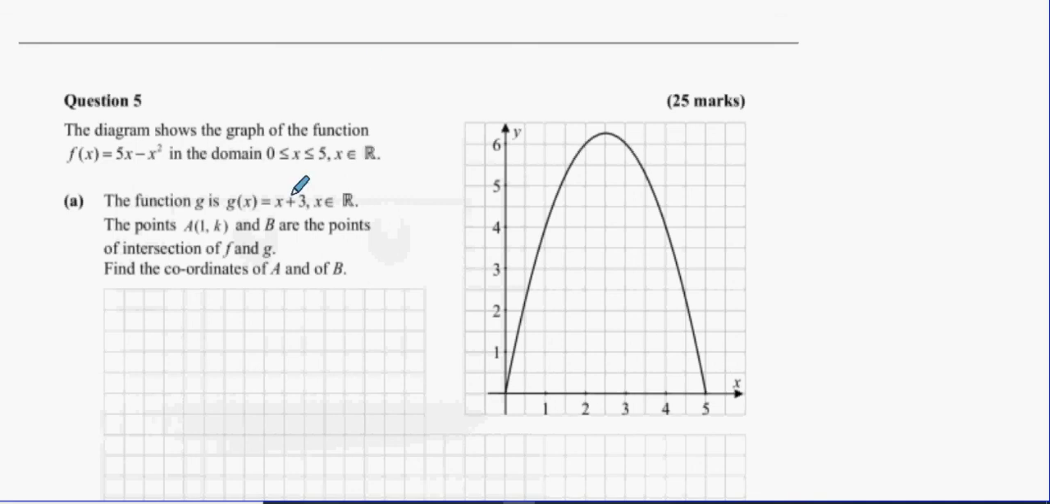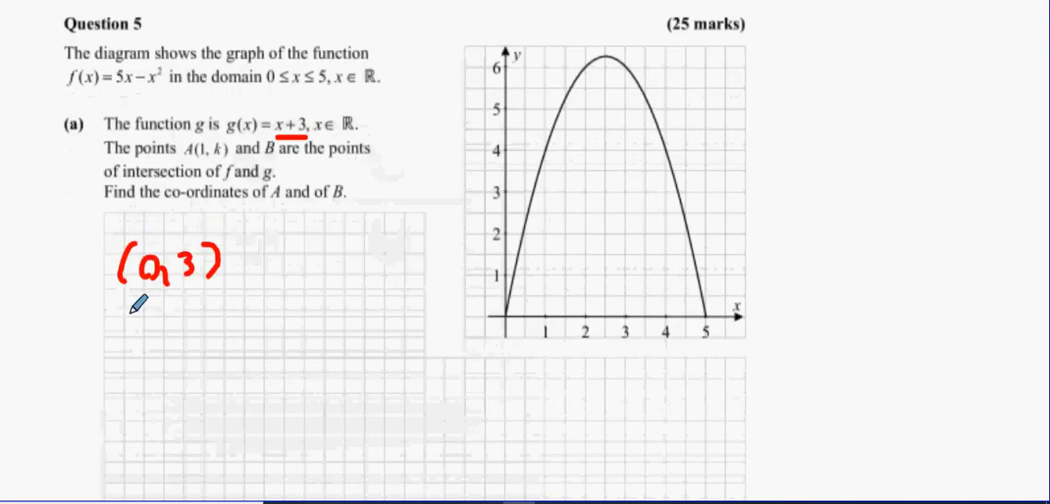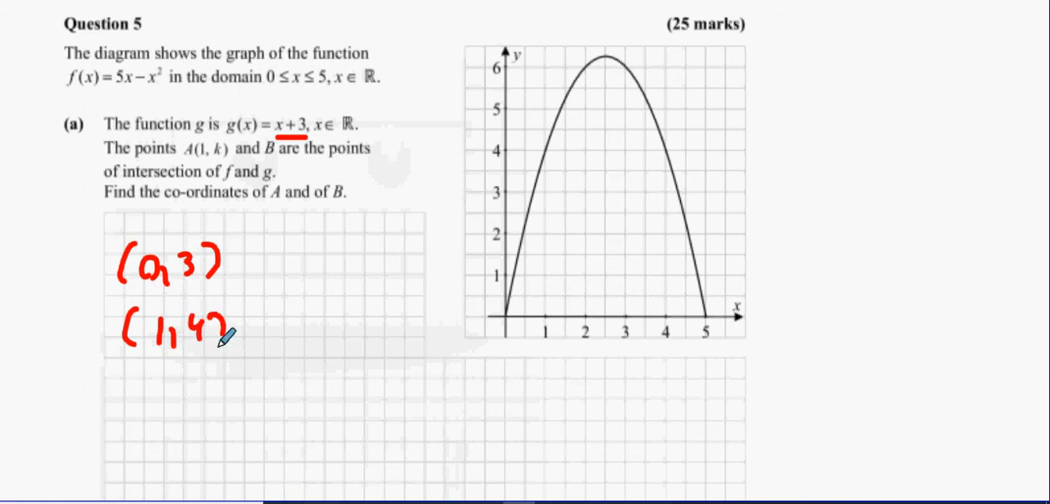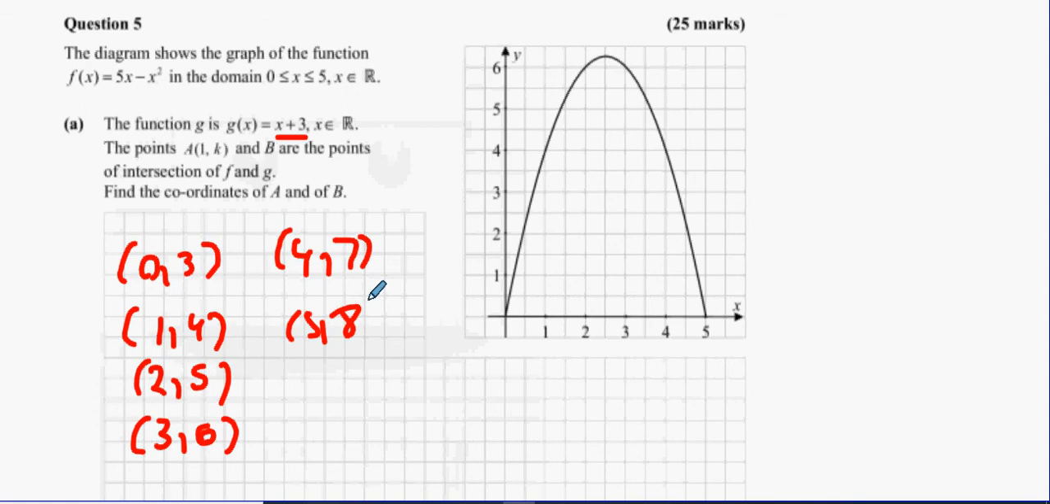Alright, let's draw this function here. What are the points for this function? 0, 3, 1, 4, 2, 5, 3, 6, 4, 7, and 5, 8. It's linear, isn't it? So maybe I'll just draw it up to 3, 6. And there's our 2 points there, isn't it? Where's the point of intersection? Would you agree with 1, 4, and 3, 6? Awesome. Alright. Everybody cool so far?